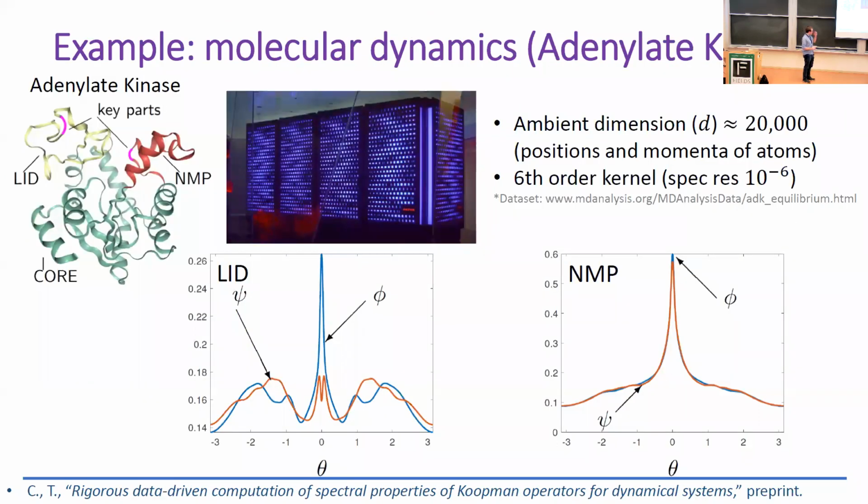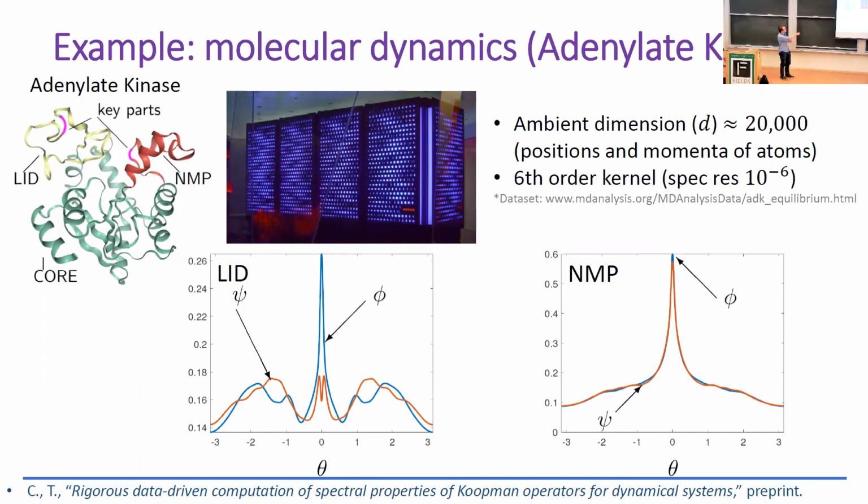The second example that I want to show you is that you can compute spectral measures in high dimensions. Here I've got a protein molecule, and I'm looking at the positions and momenta of all of the atoms in this molecule. That gives me my dynamical system with an ambient dimension of roughly 20,000. In this protein, there are two key parts, which I've labeled LID and NMP. They give the shape of the protein, which determines how it reacts to the phosphates in the cell.